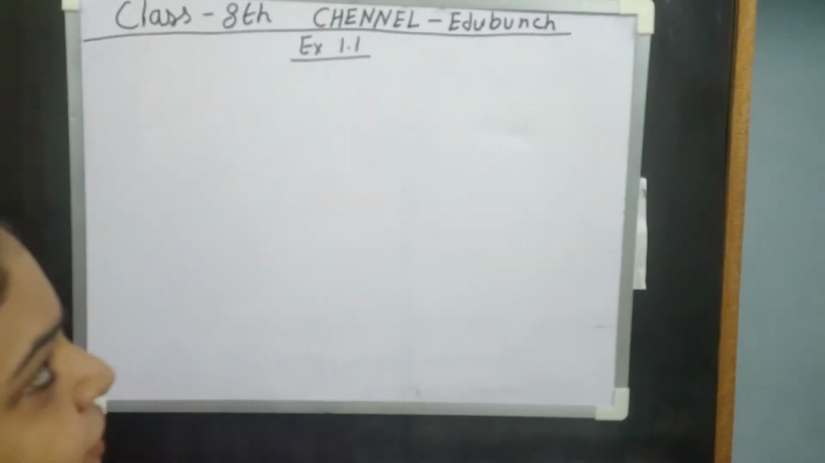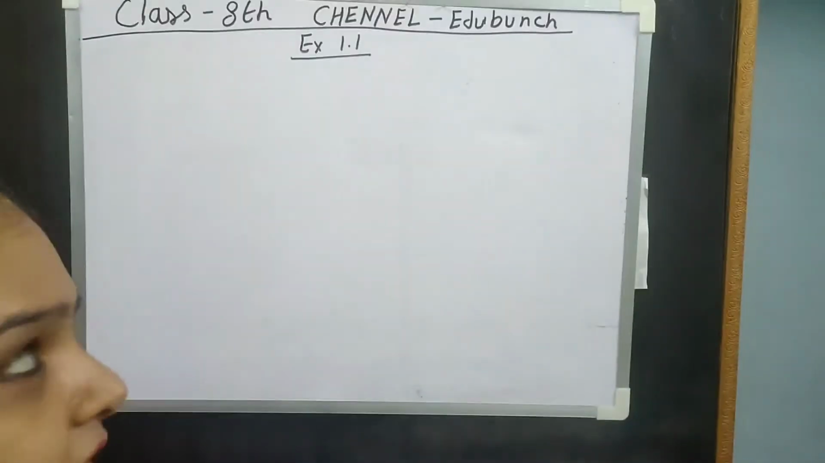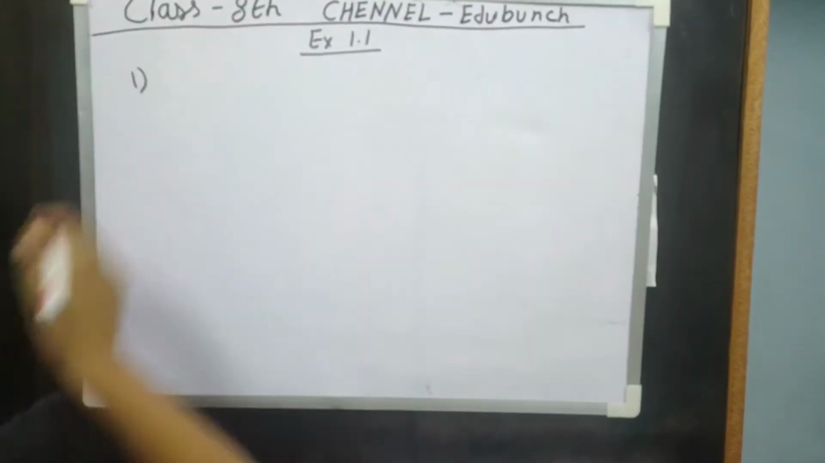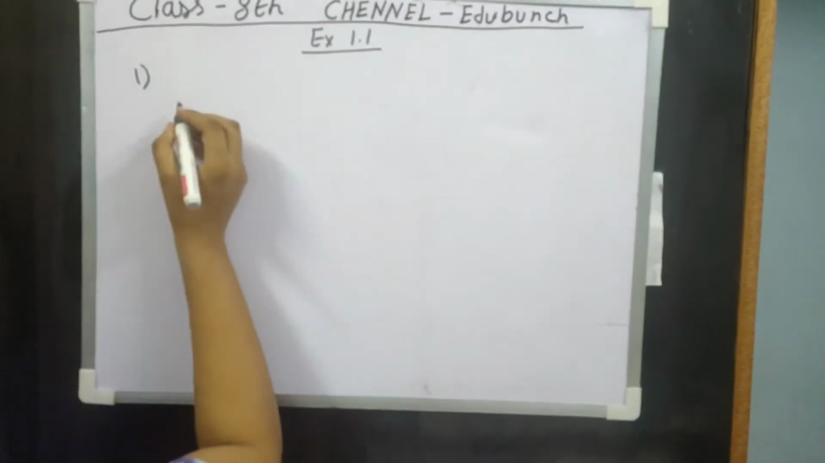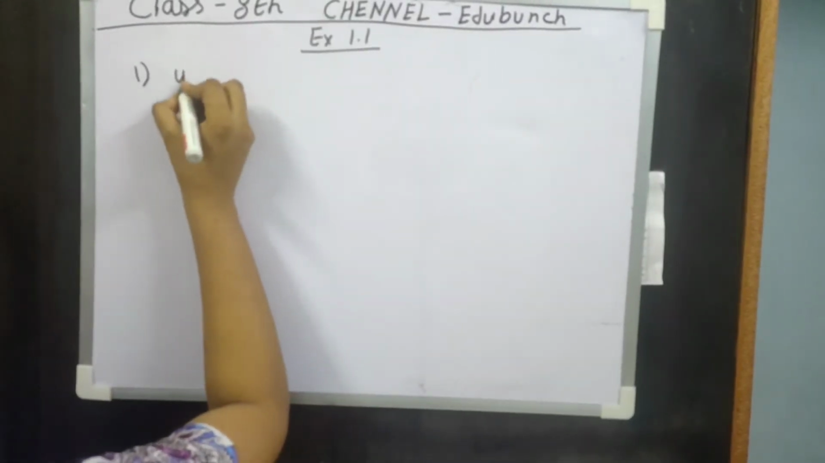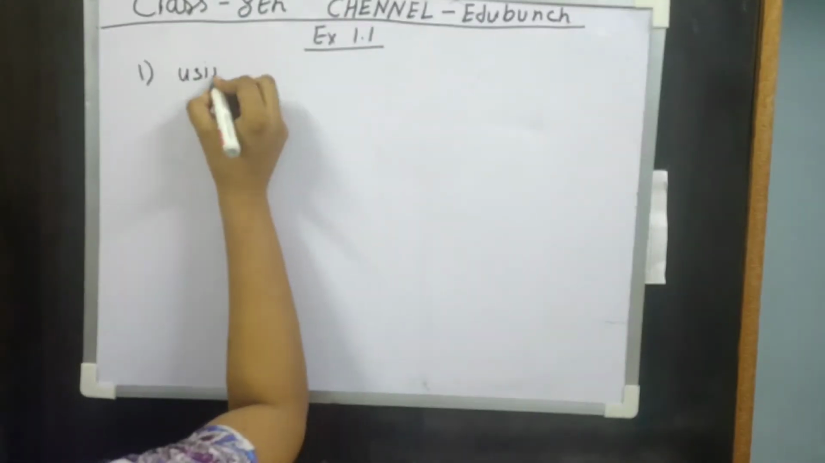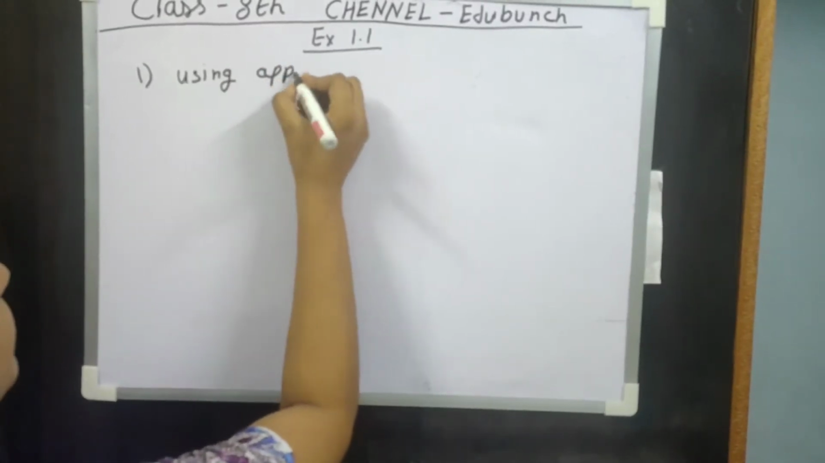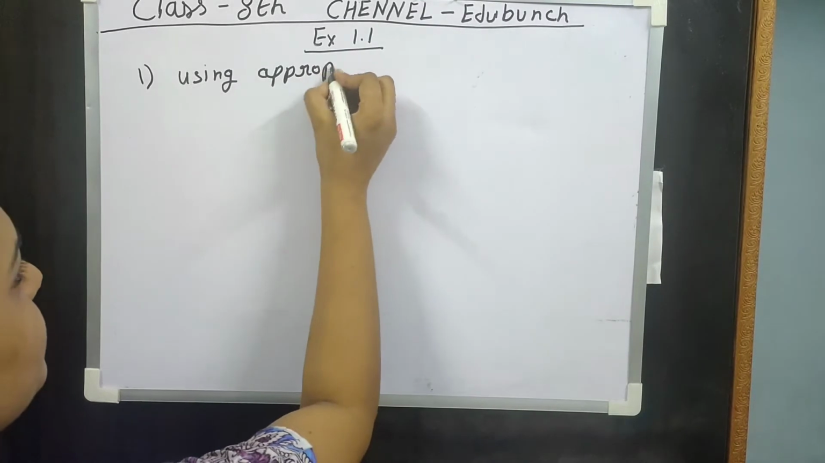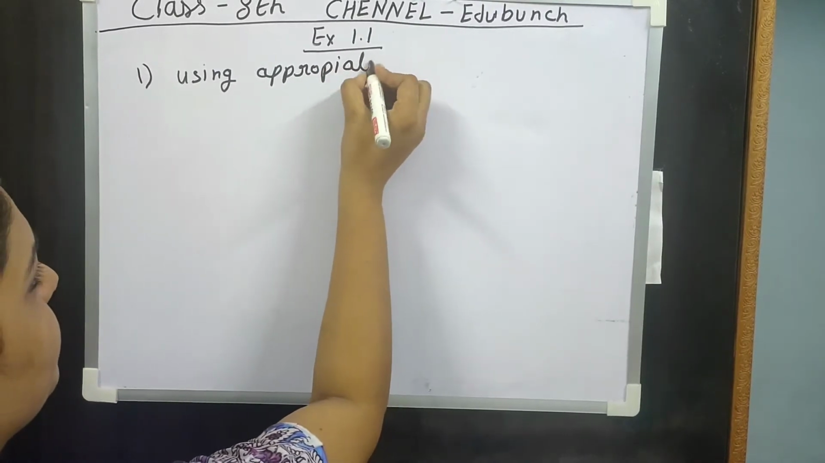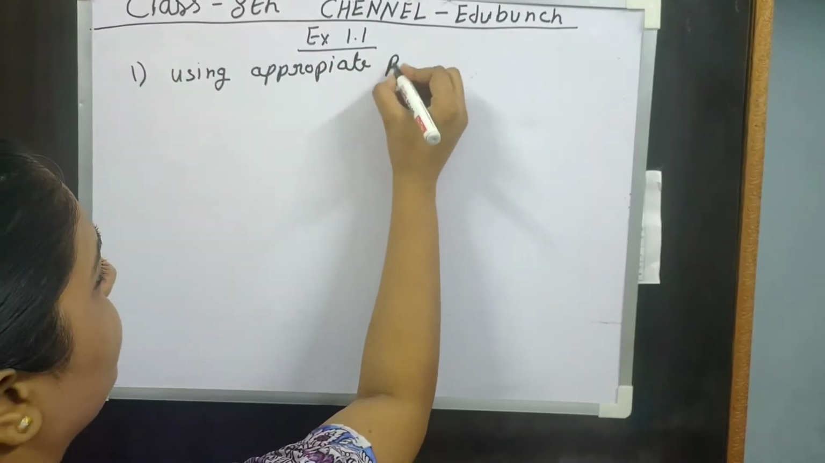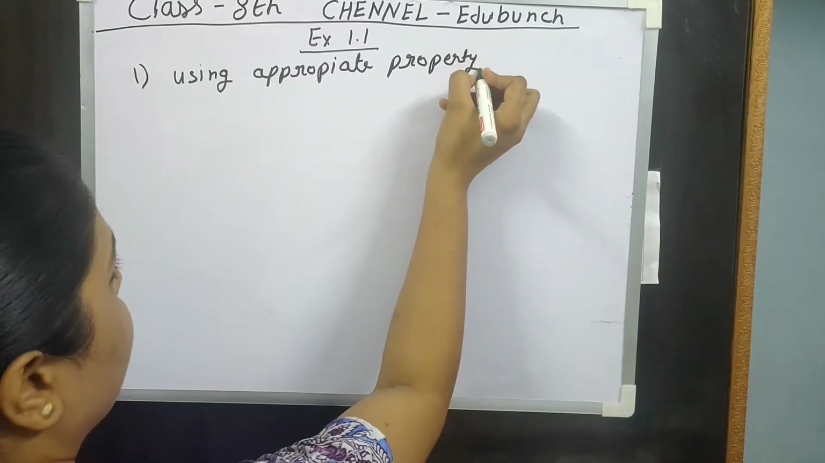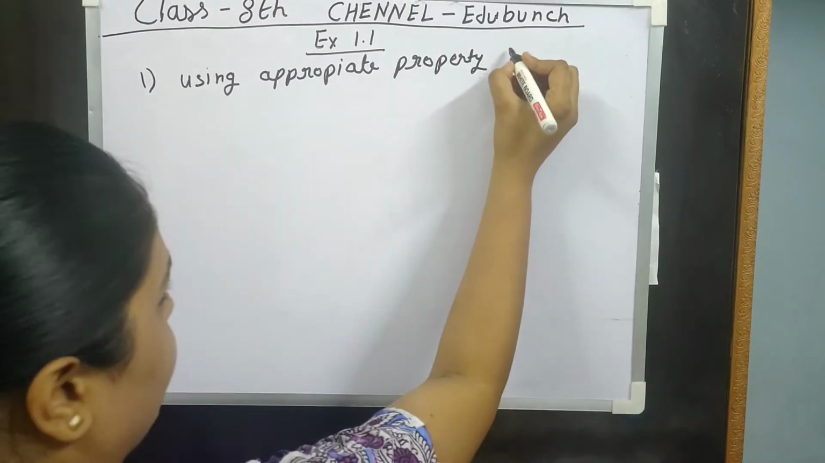Now we are continuing with the 8th class exercise 1.1. The first question of exercise 1.1 is: using appropriate property, find.